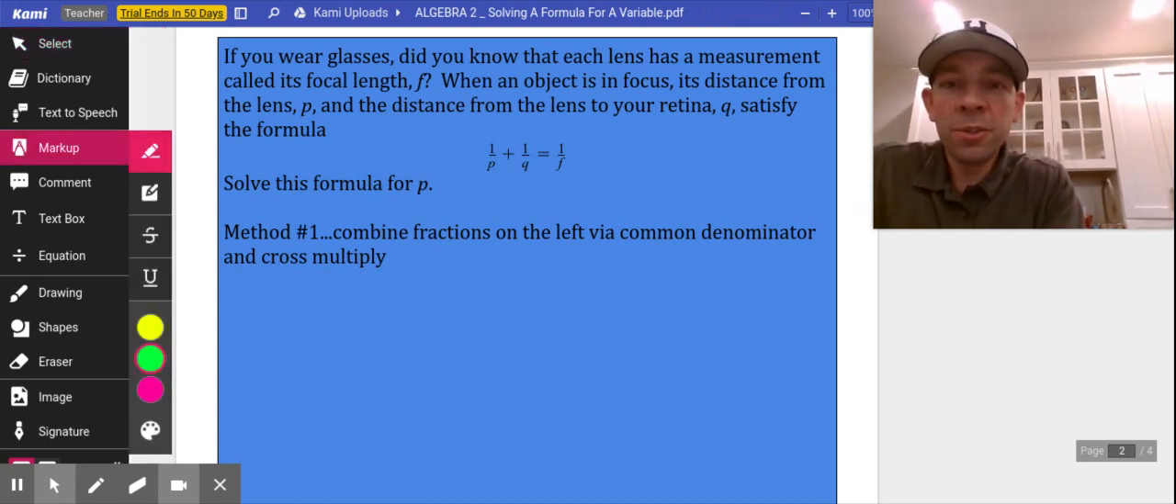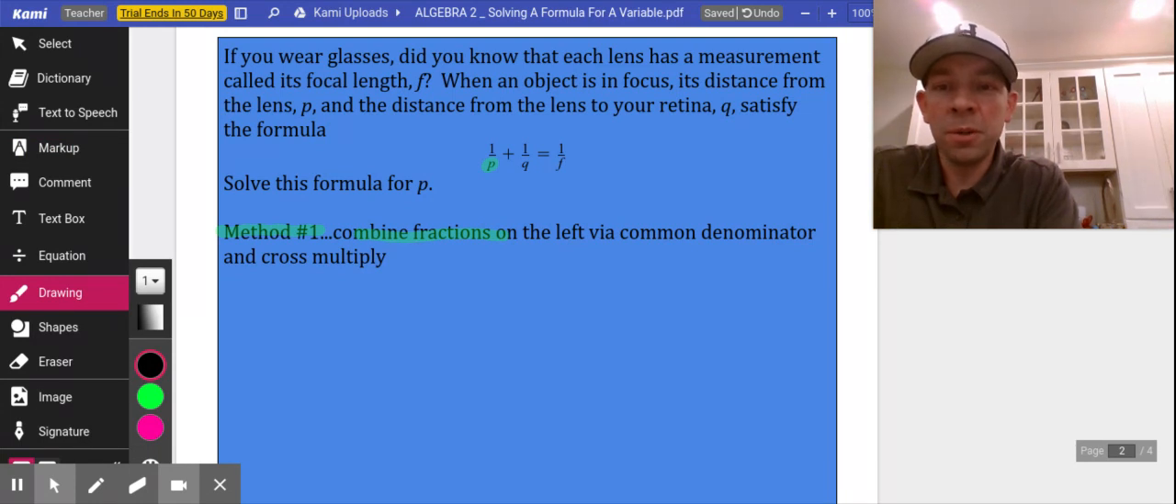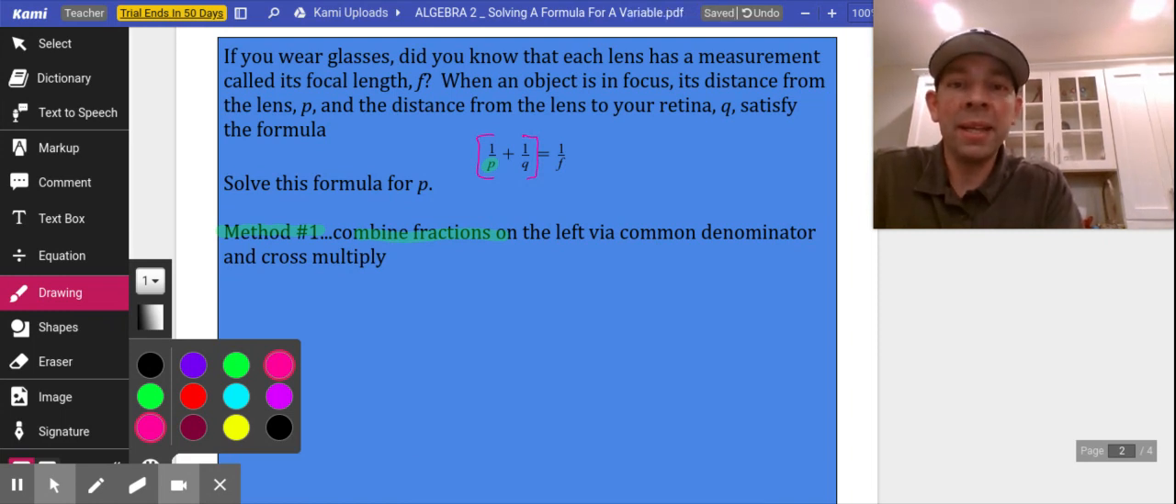So again, our goal is to try to solve for P. This first method that I want to talk to you about is using a common denominator to combine the two fractions on the left into one fraction. And this is probably what you're more accustomed to. So can I look at these two fractions, come up with a common denominator, and combine them into one fraction when it's all said and done?